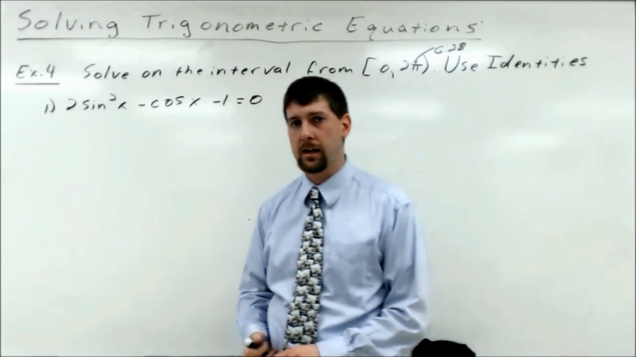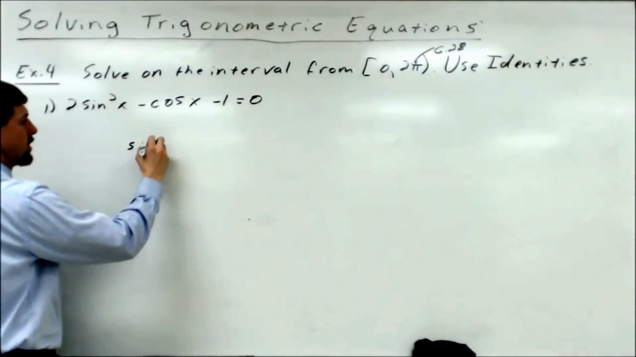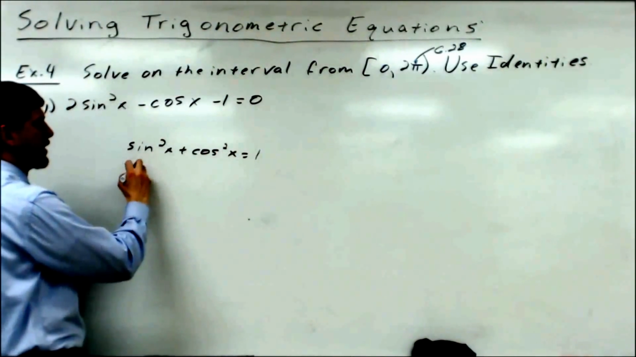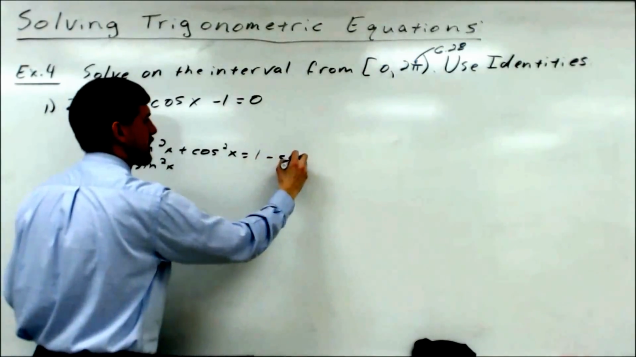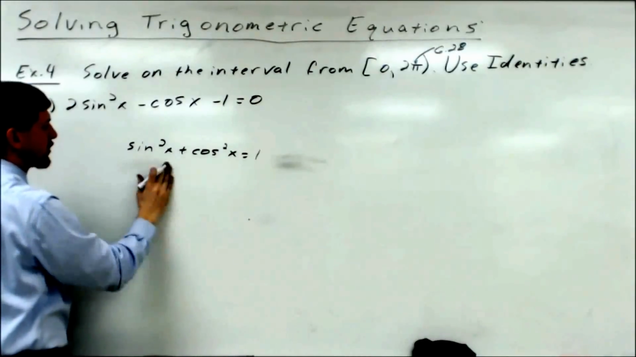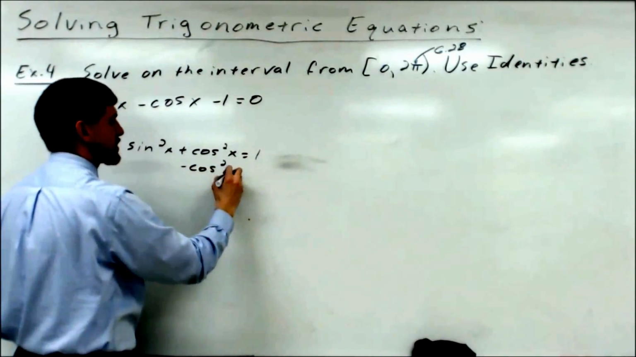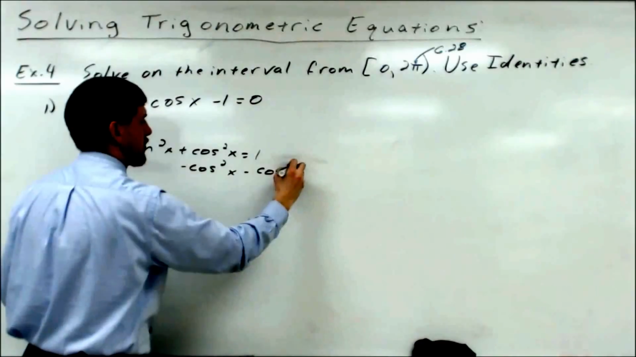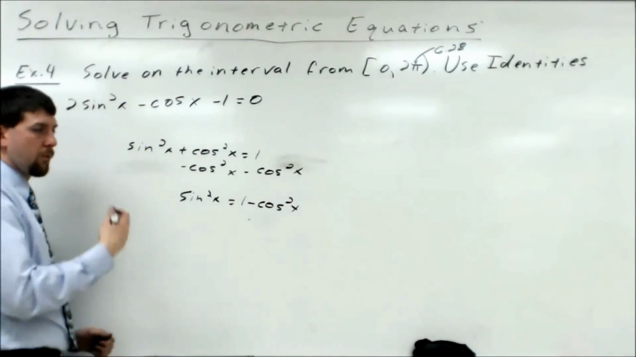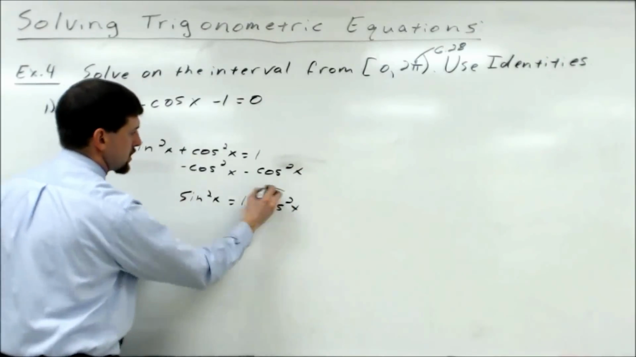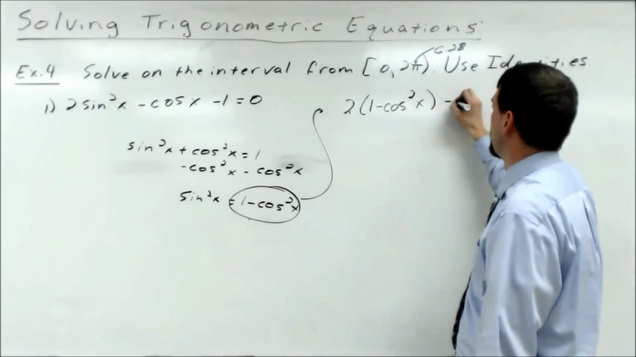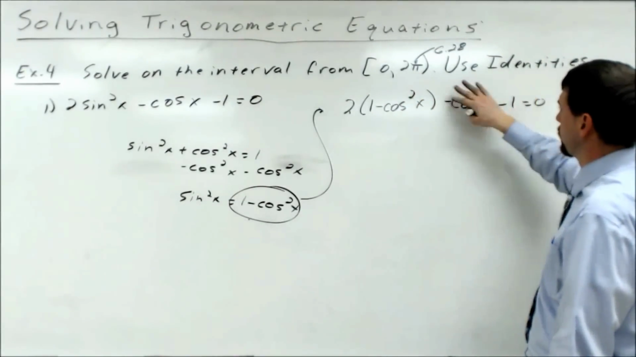And that is our Pythagorean identity. Remember, sine squared of x plus cosine squared of x equals 1. So I can switch that order around and say that sine squared is equal to 1 minus cosine squared. And where that helps me is if I do that substitution and I rewrite this as 2 times 1 minus cosine squared of x, minus cosine of x, minus 1 equals 0.